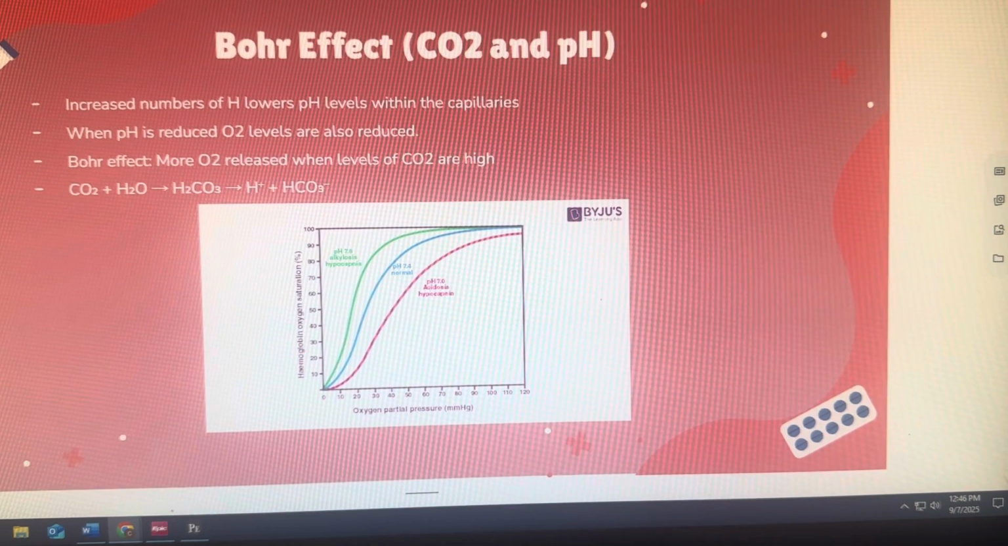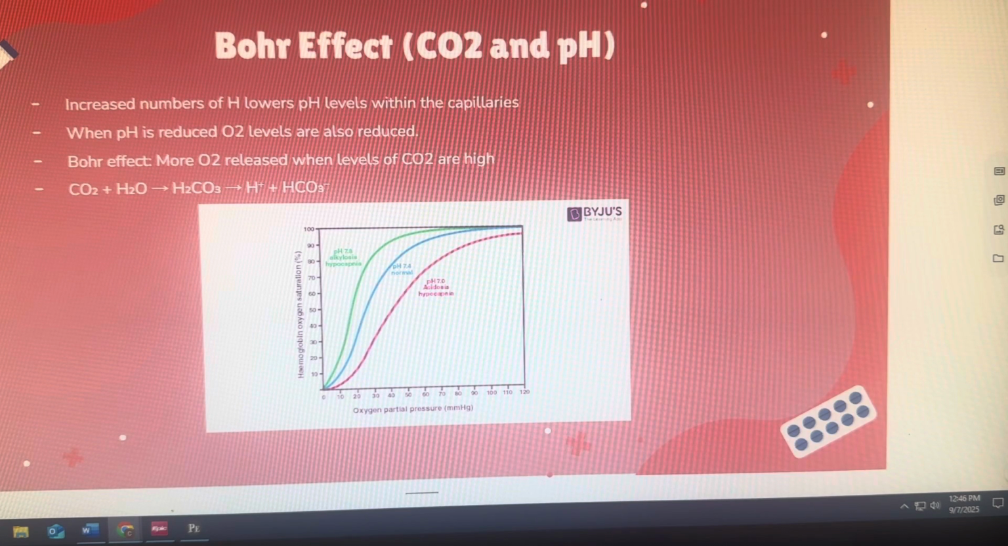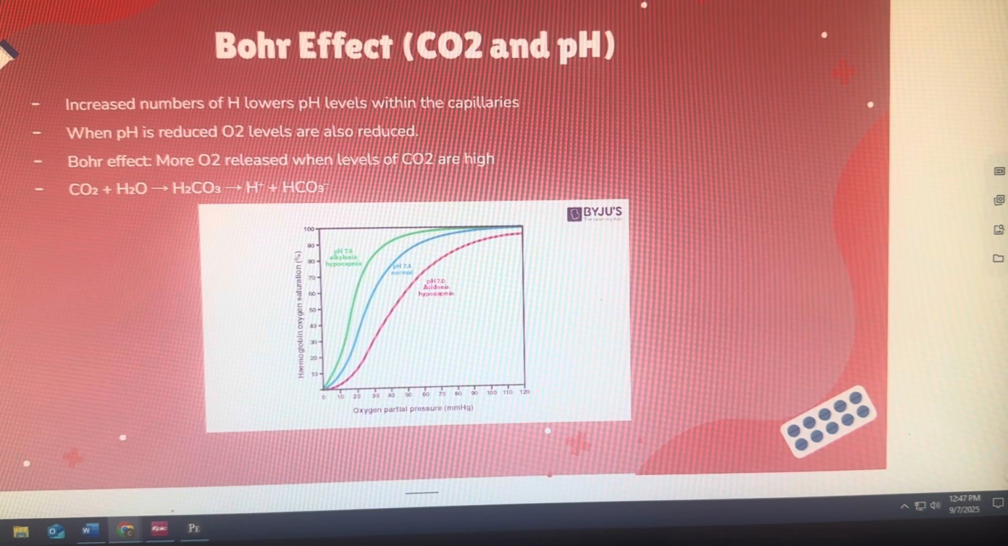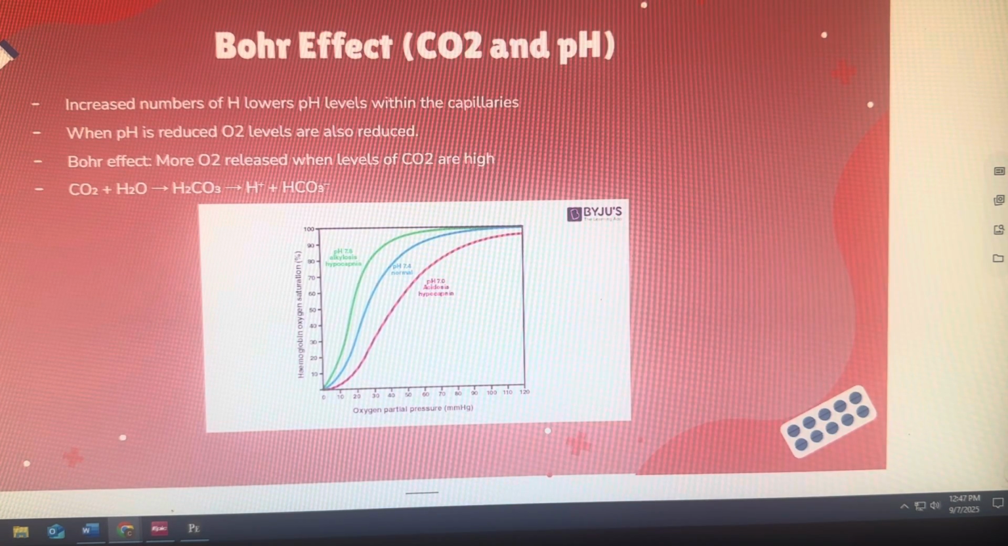The Bohr effect. In the capillaries, another factor comes into play: carbon dioxide. As our cells work, they produce CO2. That CO2 diffuses into the blood and reacts with water, forming carbonic acid. Carbonic acid quickly breaks apart into hydrogen ions and bicarbonate. These hydrogen ions make the blood more acidic, lowering the pH.